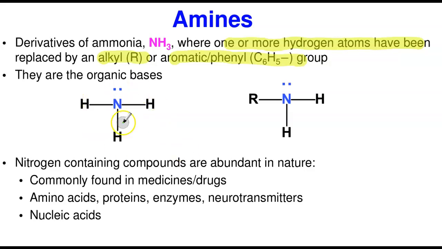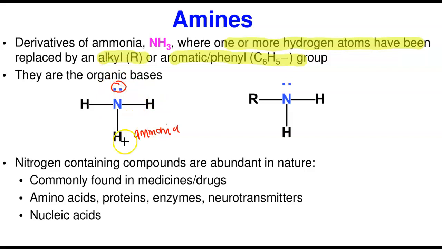Now, this is the structure of ammonia. This is the Lewis structure of ammonia that I have here. Remember, nitrogen will always have 3 bonds and 1 lone pair. That's why you see the lone pair there.